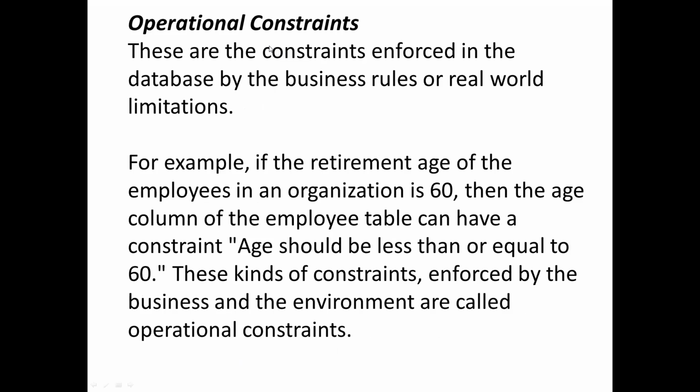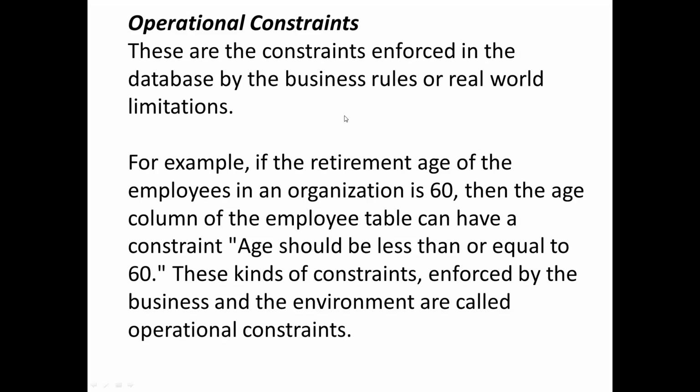All right, last one, operational constraint. There are constraints enforced in the database by the business rule or real-world limitation. For example, retirement age: these are constraints enforced by the business on the database. All right, I think we have talked about this constraint before. Consider if the retirement age of the employee in an organization is 60, then the age column of the employee table can have a constraint: age should be less than or equal to 60. This kind of constraint enforced by the business and the environment is called an operational constraint.